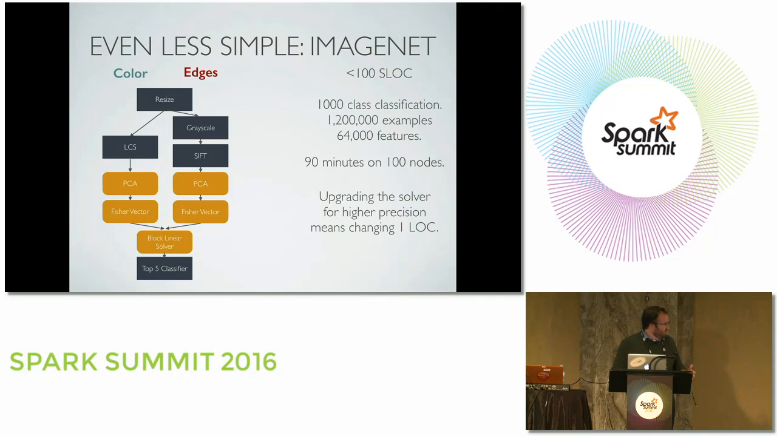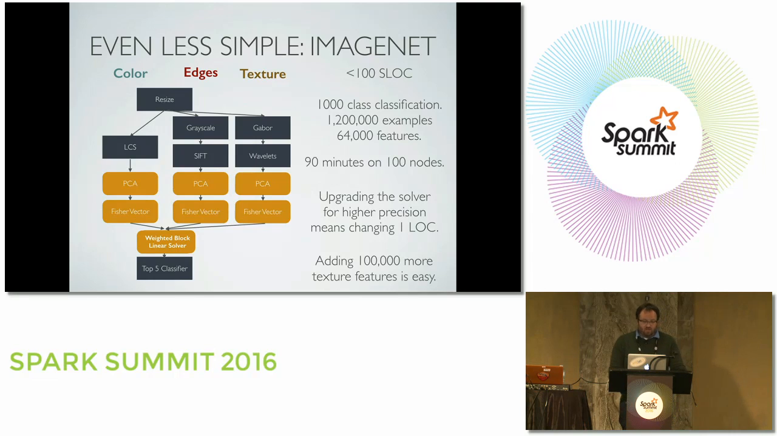And one of the things that's really nice from an engineering perspective is that if I decide, instead of doing a linear solve to the system that comes out at the end of the pipeline, I want to do a weighted linear solve, changing that is really changing one line of code in my pipeline definition. So it's a different logical learning algorithm that I want to use here. And adding 100,000 more texture features is also just a handful of lines of code. So these things are, by design, very modular and easy to change from the developer's perspective.